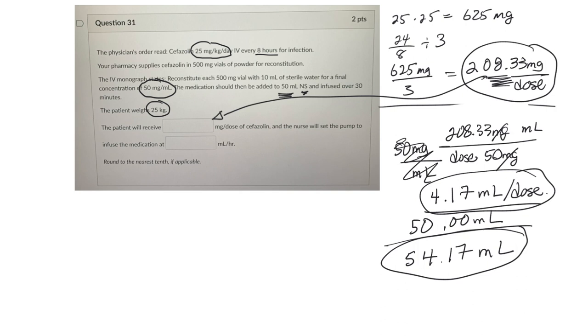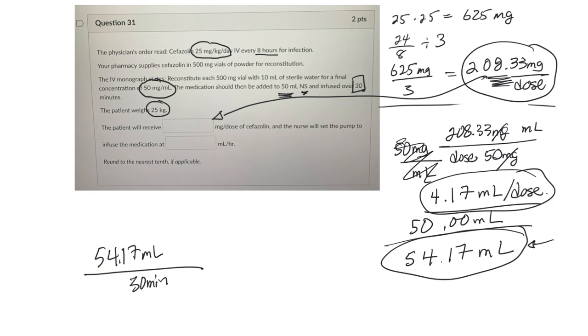So then they say you only get 30 minutes to do that. So what are you going to infuse it at? Well, I have to get all of that in half an hour. So 54.17 milliliters. I have to do that in 30 minutes.